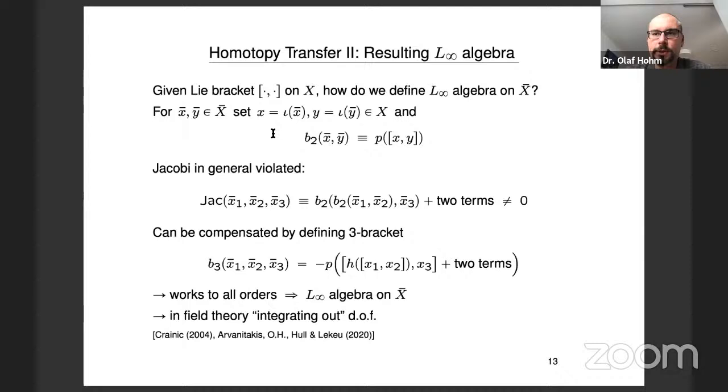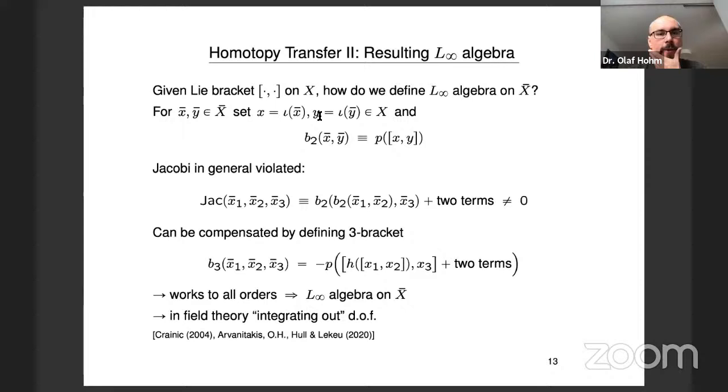So just a reminder, X bar has already a differential, but now I want to claim that it also carries an L infinity structure, meaning two and three higher brackets potentially. And so I have to define them now. So let's take two vectors in X bar, the smaller space. How do I define the two bracket? Well, the operation is this. I take the inclusion to make them vectors in the larger space. So this I call by X and Y without the bar.